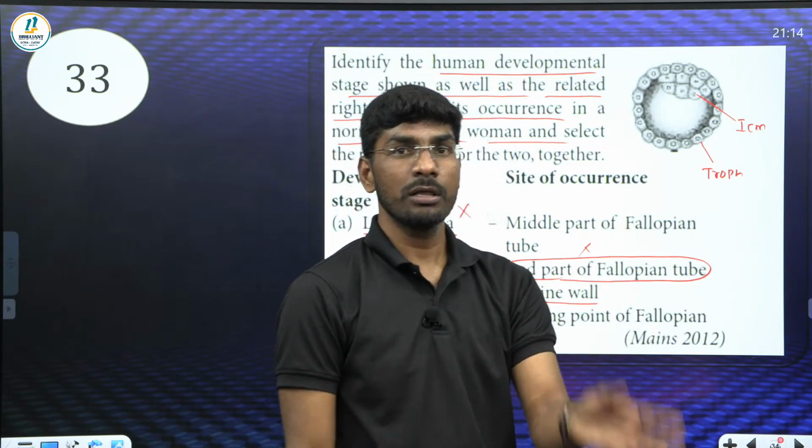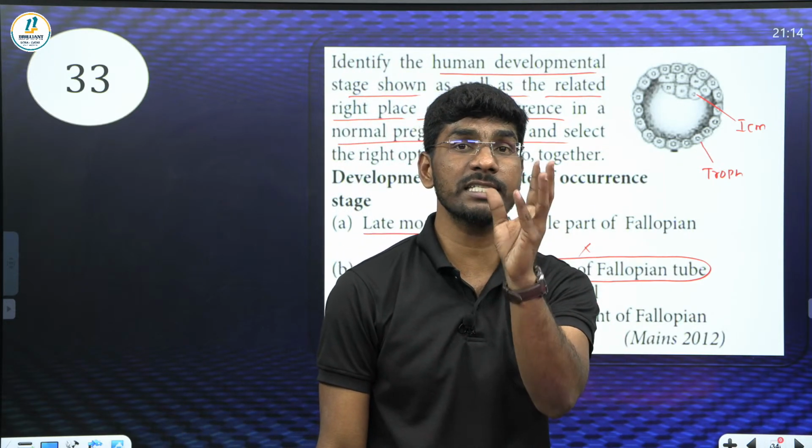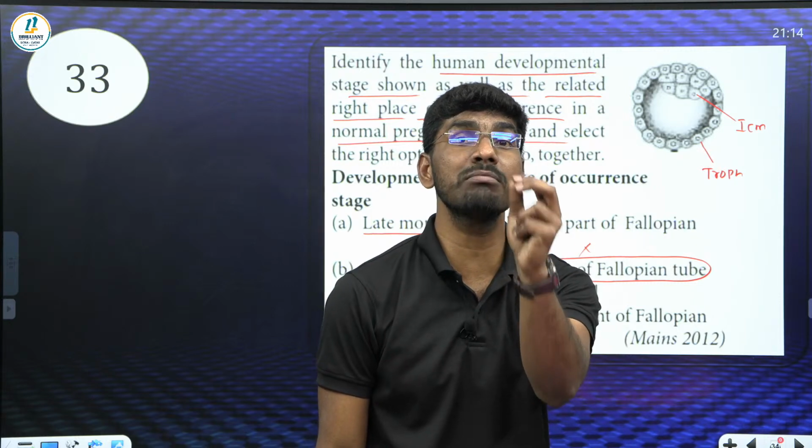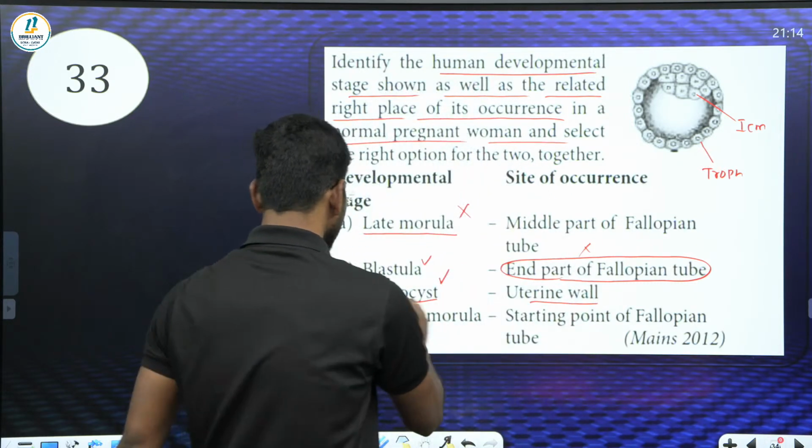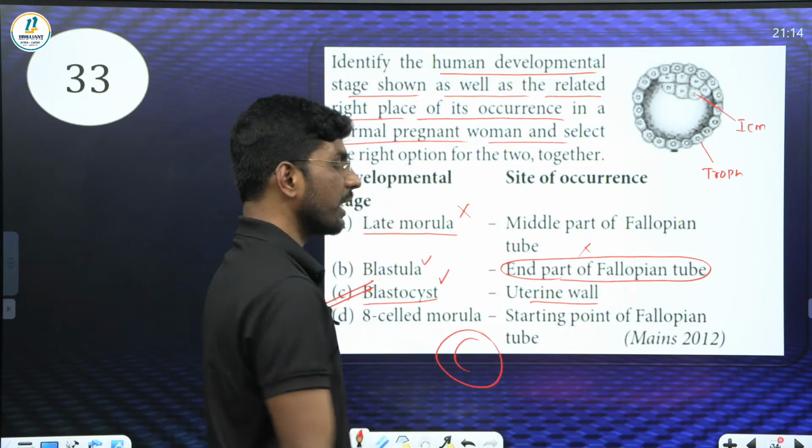Good, very good. This is the place exactly, and this is the stage exactly where the embryo is going to implant after 7 days of fertilization in the uterus. So the answer is Option C.